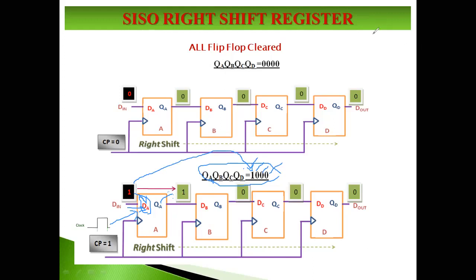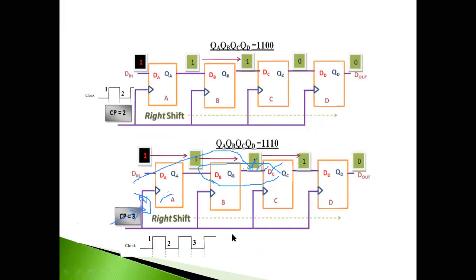You can see the movement. Now we'll go for the next. Now the second clock pulse is given. After the first clock pulse, we saw that QA has become 1. Now once you give 2 clock pulses, 1 clock pulse will be taken for B and 1 clock pulse will be taken for A.